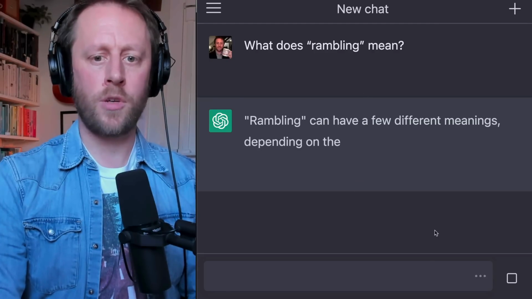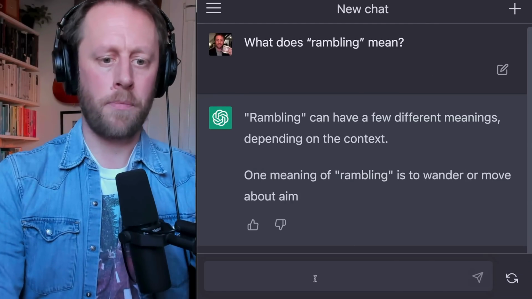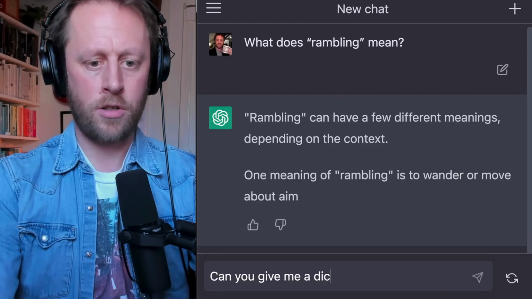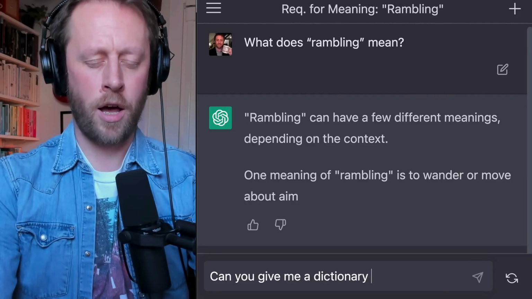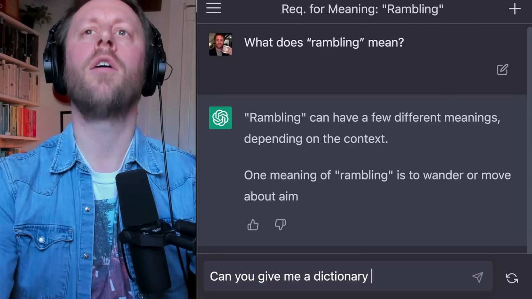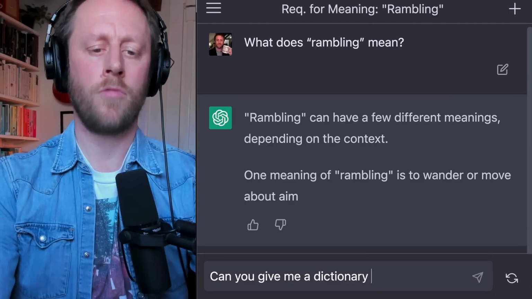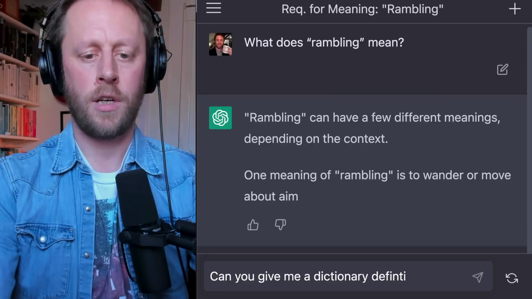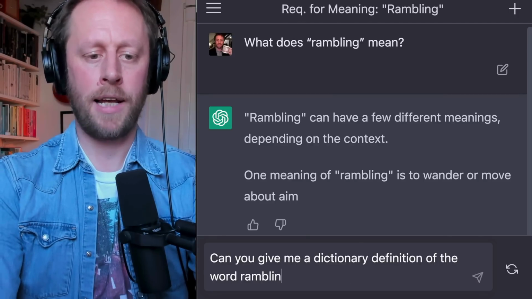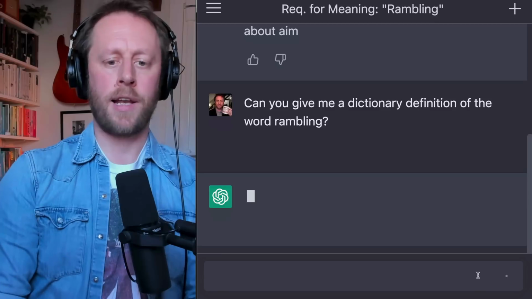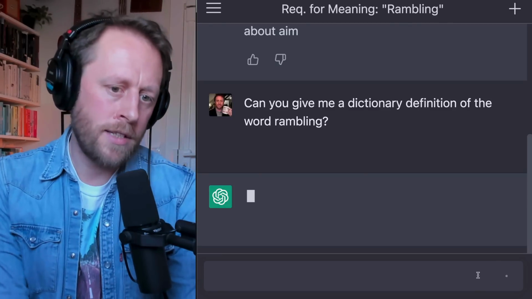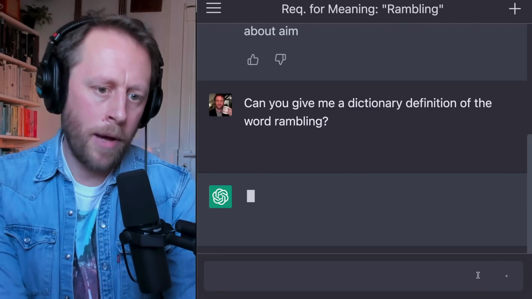Maybe a better way of doing this. Actually, stop. I've asked it to stop. Can you give me a dictionary definition? Okay, let's go for dictionary definition. Definition of the word rambling. Well, it's the same thing. But anyway, let's see. Maybe that's going to encourage it to give us more information, the sort of thing you would get in a dictionary. But it's thinking about that one.